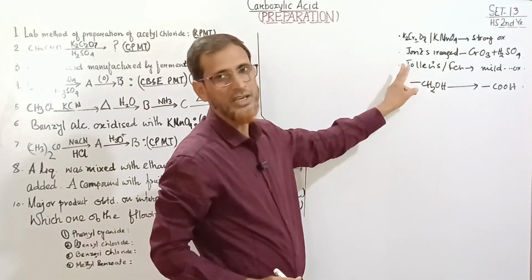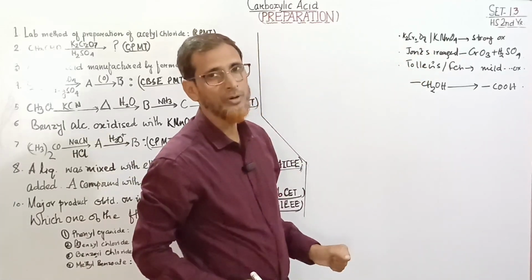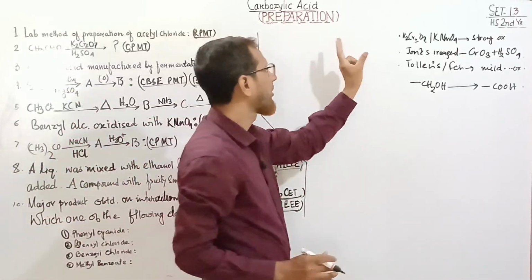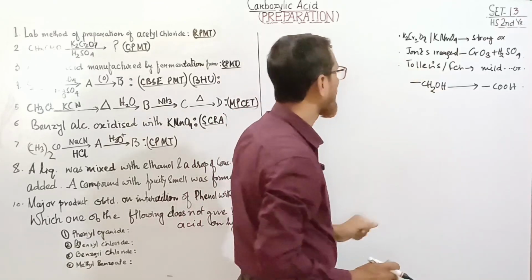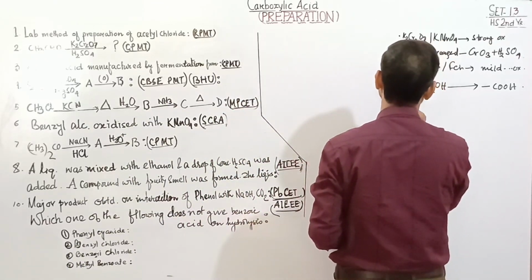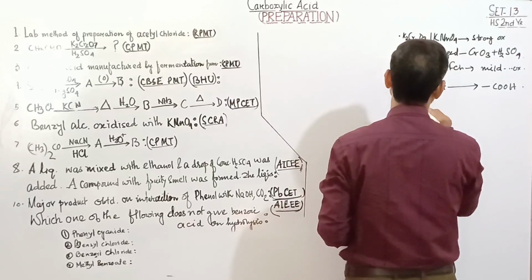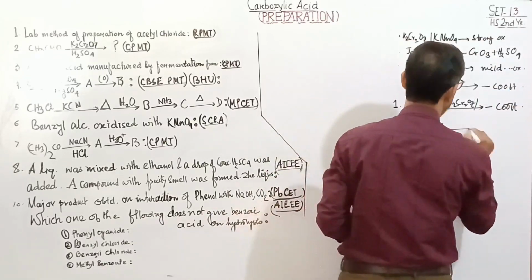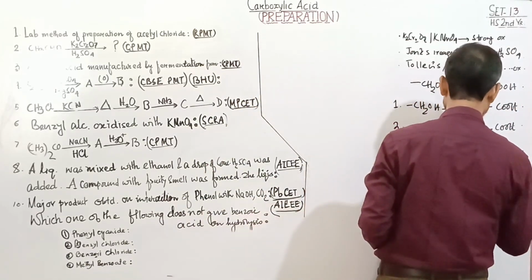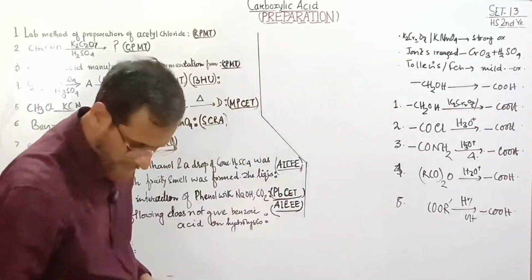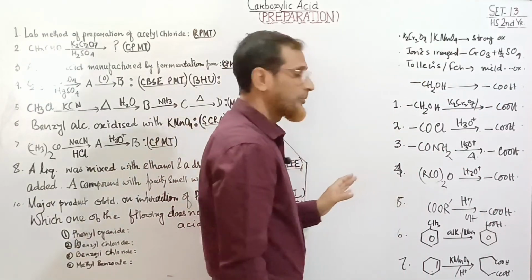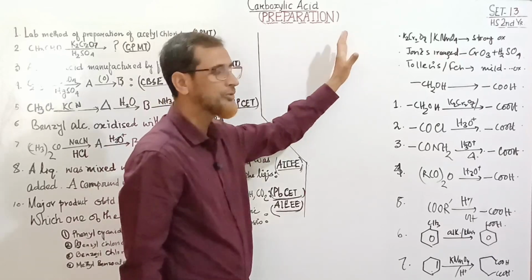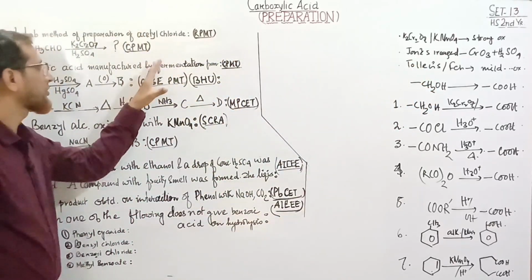You know that if it is CHO, then CHO converts into COOH. Now, on preparation of carboxylic acid, on which compounds do we get carboxylic acid? Before starting the class on preparation of carboxylic acid, let me talk about some background so that you can very easily solve all the entrance exam questions.